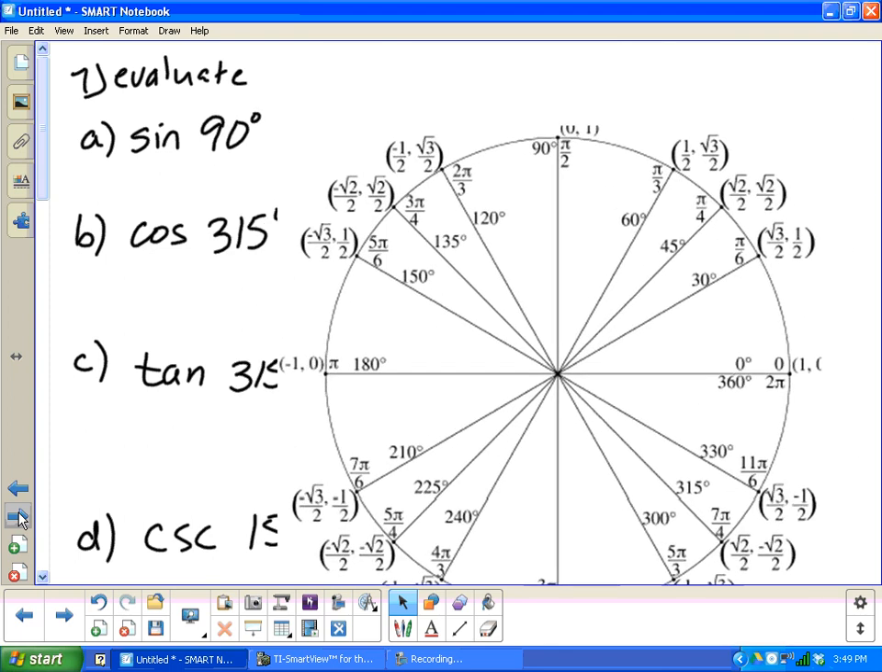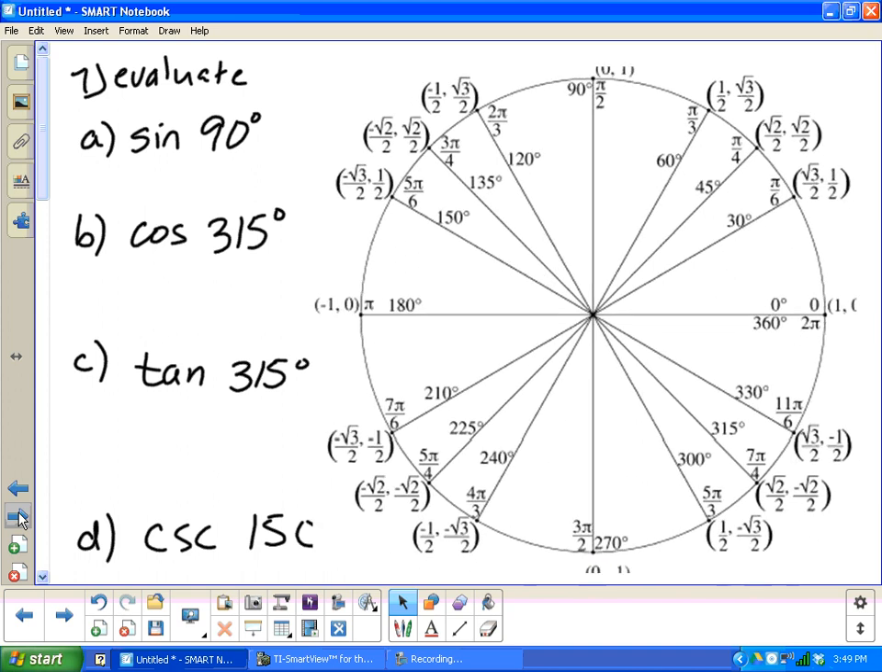So with my unit circle here, first one, the sine of 90, kind of cut off right there, but that point is 0, 1. So the sine there is the y-coordinate. So the y-coordinate there is definitely 1, so the sine of 90 is 1. Now the cosine of 315 degrees, so let's go to 315 down there. So the cosine is the x-coordinate, which would be right there, the square root of 2 over 2.